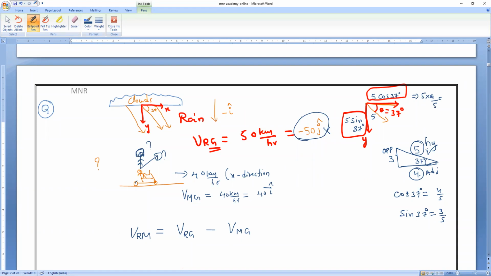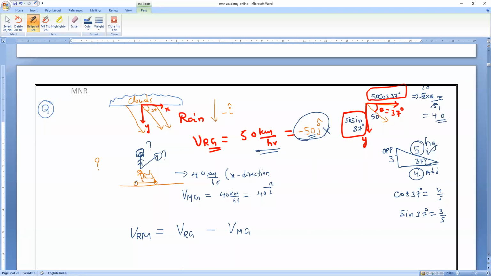Sorry, what is the resultant force we got? Not 5. The rain is acting with what velocity? 50. So 50 into 4 by 5, how much is it? 5 tens are 50, so it equals 40.